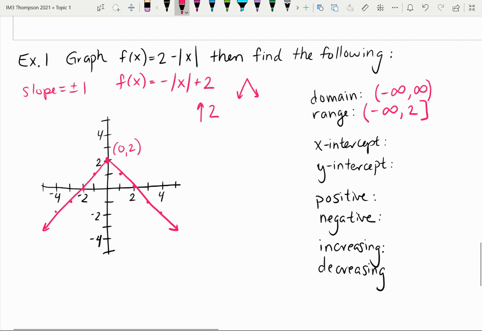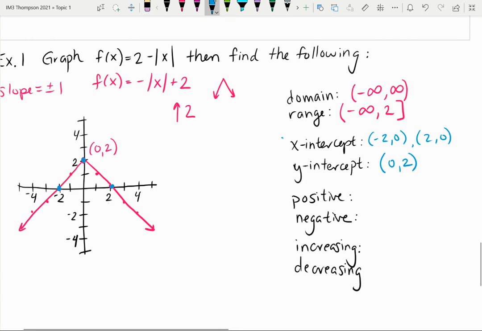Domain and range, those are intervals, right? They're sets of numbers. X-intercepts and y-intercepts are just coordinates. So x-intercept is going to be the points where the graph crosses the x-axis. And the y-intercept will be the point where the graph crosses the y-axis. Hopefully you got those or got close. All of these should be round brackets or round parentheses because they are coordinates. Or points. Keep it simpler.